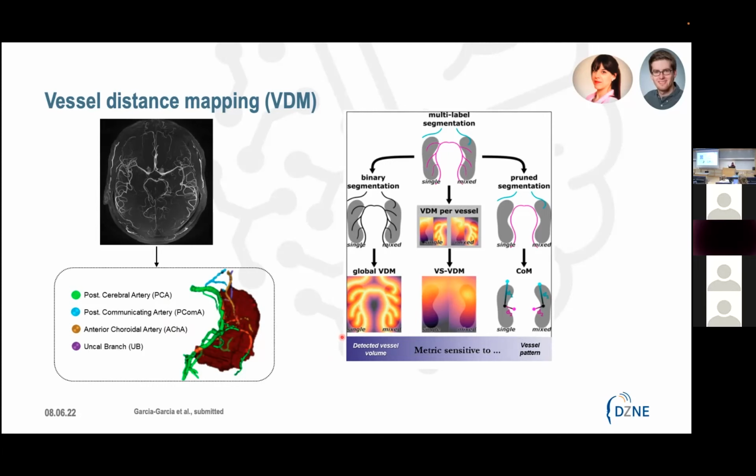And at last there is the center of mass distance, which is most similar to the vessel pattern, while the other two metrics are more representing vessel density, you could say. And there you only look at the main trunk of the two arteries, so the PCA and ACHA, and consider the center of mass as well as the center of mass of the hippocampus, and calculate their distance, and again, combine that in kind of an average.